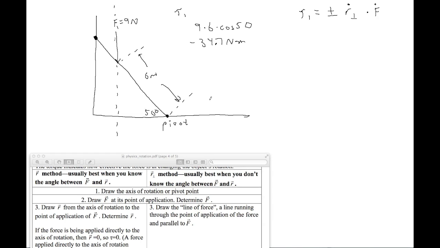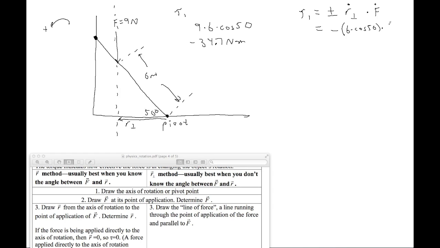So would it be positive or negative? It would be negative. Good. Okay. And then this is R perpendicular, from the pivot point perpendicular to the line of the force. And now this is adjacent to the 50-degree angle, which means that R perpendicular is going to be 6 cosine 50.